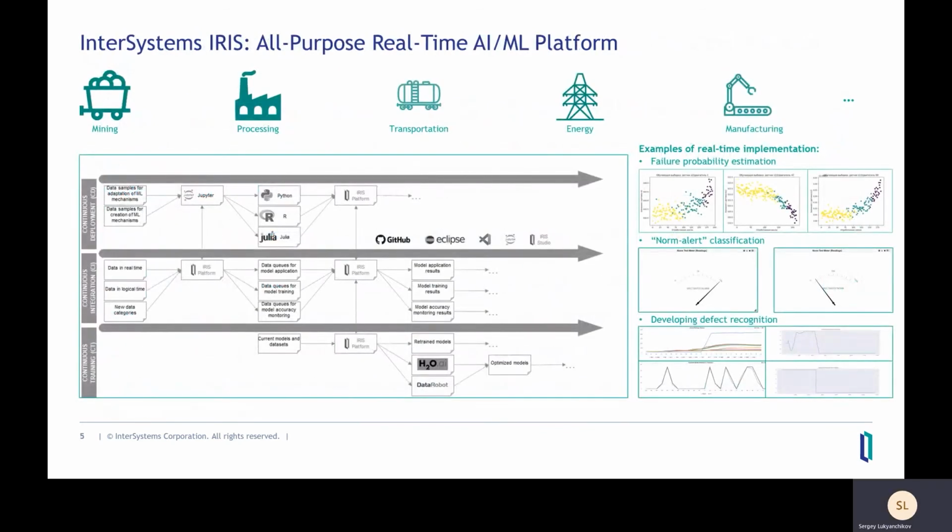We can conclude that InterSystems Iris is the all-purpose real-time AIML platform that can host an unlimited spectrum of business scenarios, be it equipment failure probability estimation or norm alert classification, or developing defect recognition problem that we started from.